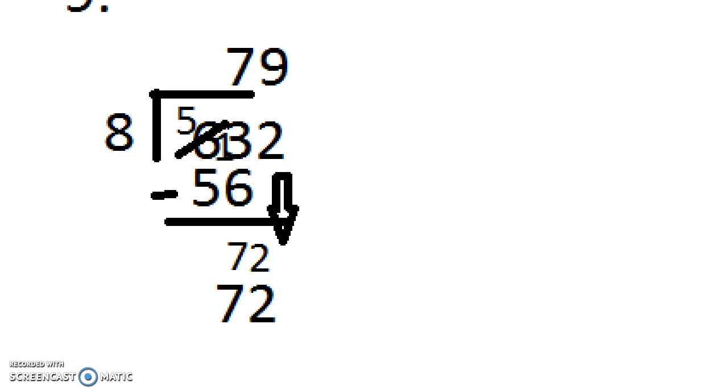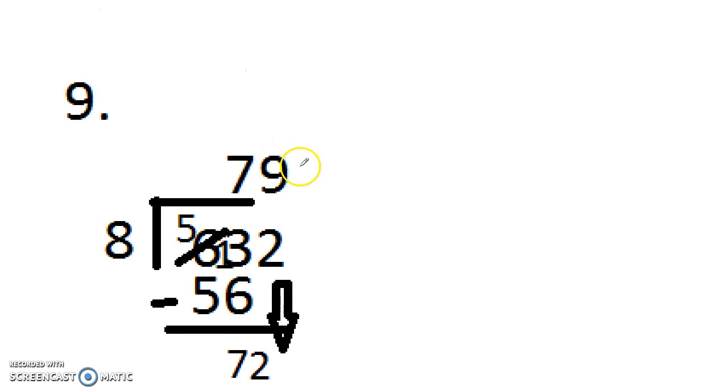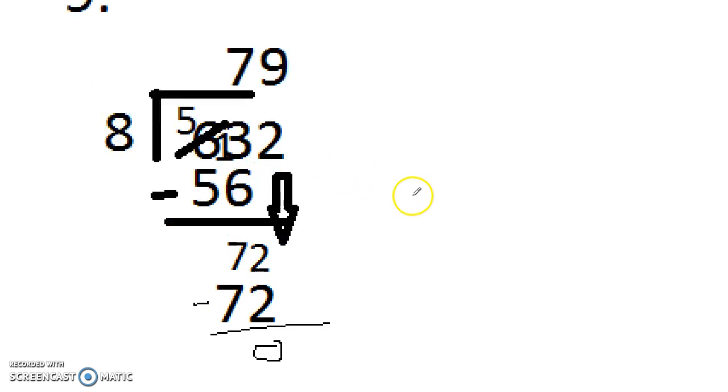And then it becomes a subtraction problem. This is going to be one that I think we all like. 72 minus 72 equals 0. So we're left without a remainder on this one. Alright, well, that's number 9. I hope this helped you guys figure out how to do this. Alright, have a good day.